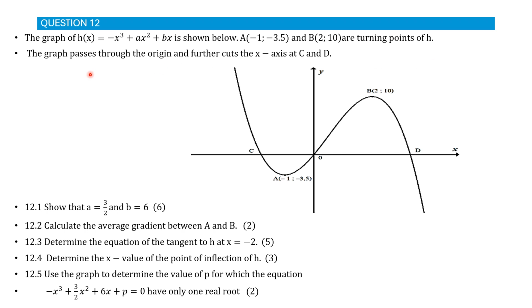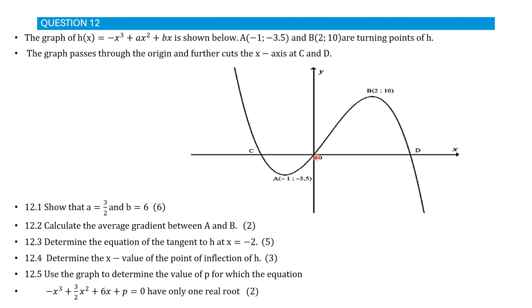Right, so as I say, pause the question, look at it, see what you can answer, attempt it before I answer it, so that you know where you're struggling and what you need to master and re-practice till you know it. Graph of h of x equal minus x cubed plus ax squared plus bx is shown below. A being minus 1 and minus 3,5 and B being 2 and 10. These are the turning points of h, so that's my stationary points. Graph passes through the origin and further cuts the x-axis at C and D.